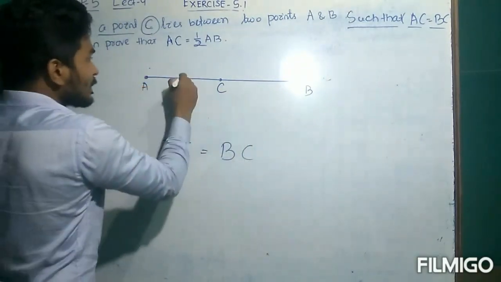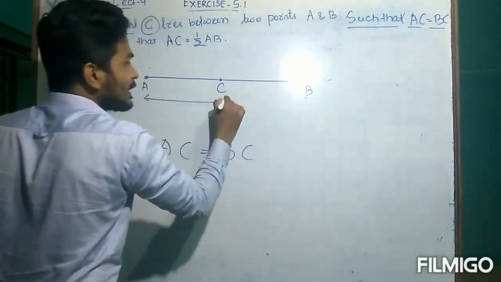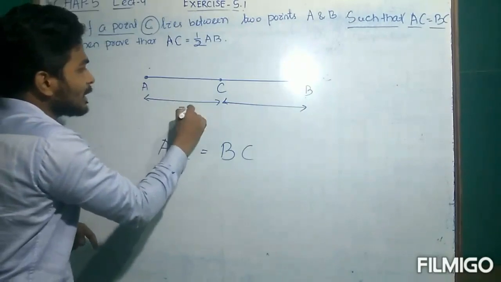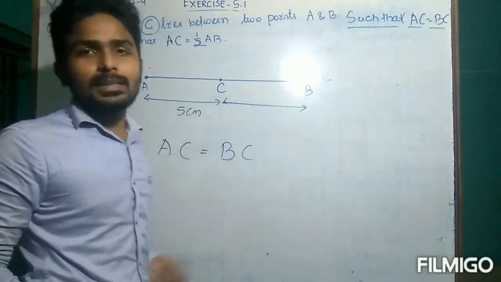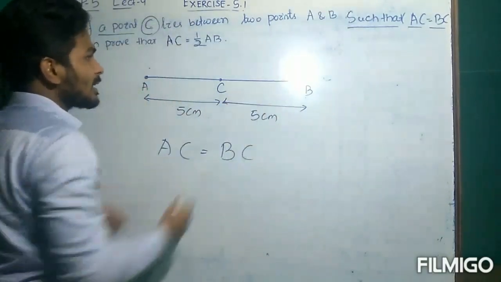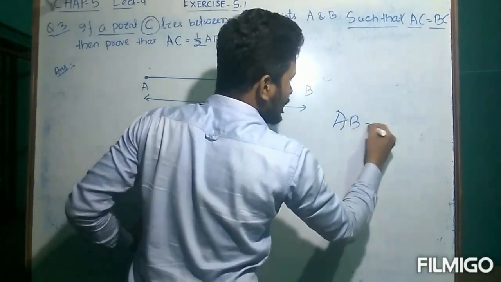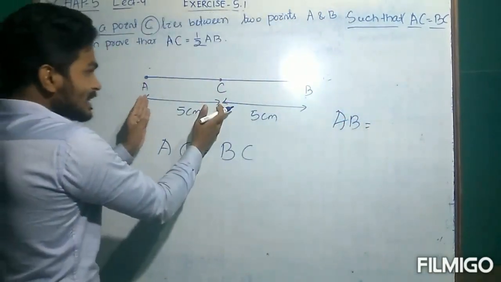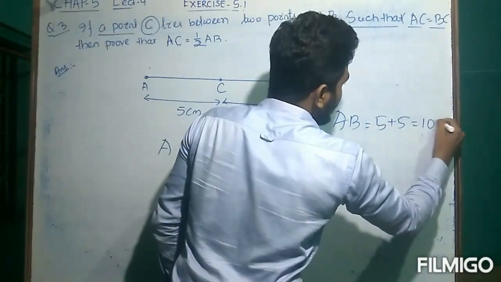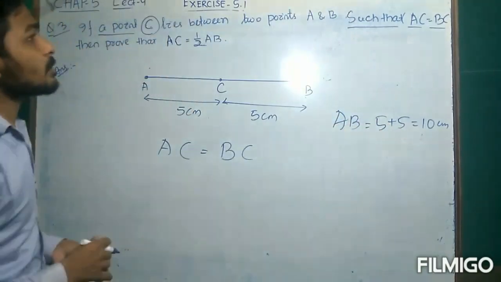It means AC, this distance, is equal to which distance? BC, this distance. Suppose AC is 5 cm. Then what will be the distance of this BC? It is also 5 cm. Then what is the total distance? The total distance is AB. So you can write the total distance AB is equal to how much? This plus this, 5 plus 5 is equal to 10. Okay. We only assume it. It is only an assumption.